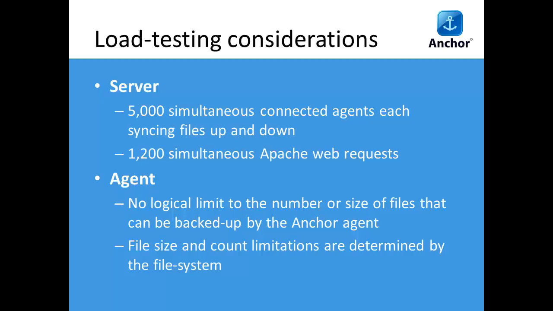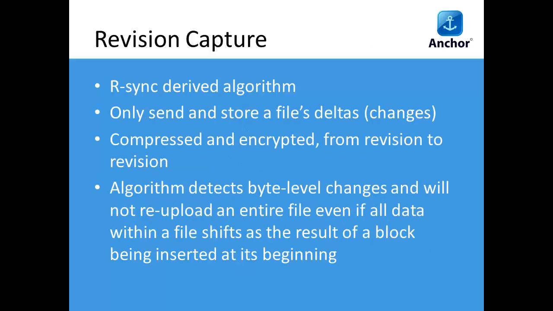The file size and count limitations are really determined by the file system that you're using. Our Anchor agents will take data as they see it and will sync it up. And our Anchor agents sync up this data in an intelligent way. We use an rsync-derived algorithm that only sends and stores a file's deltas, or its changes. And these deltas are compressed and encrypted from revision to revision. And our algorithm basically detects byte-level changes and won't re-upload a file even if all of the data within the file has shifted as the result of a block being inserted at the beginning.